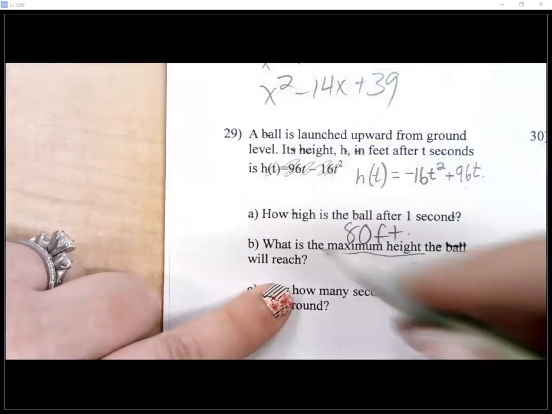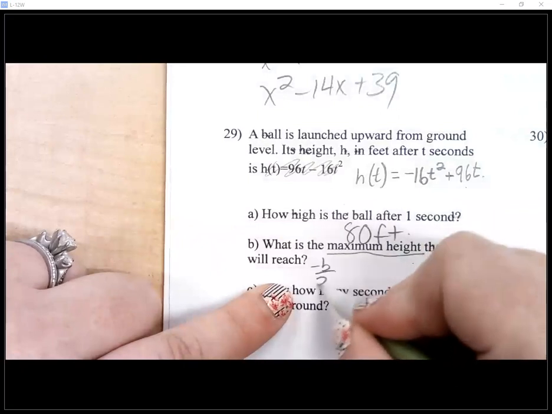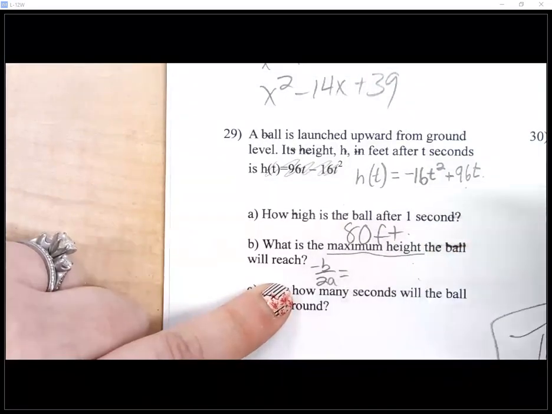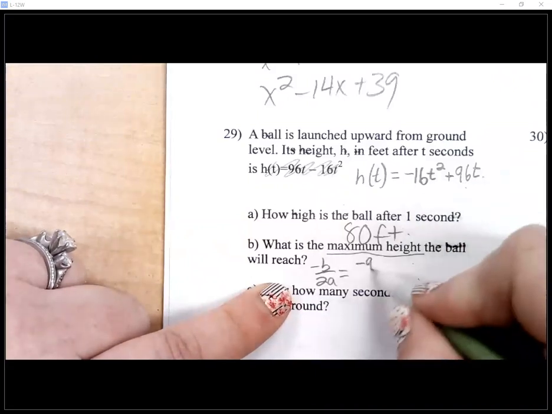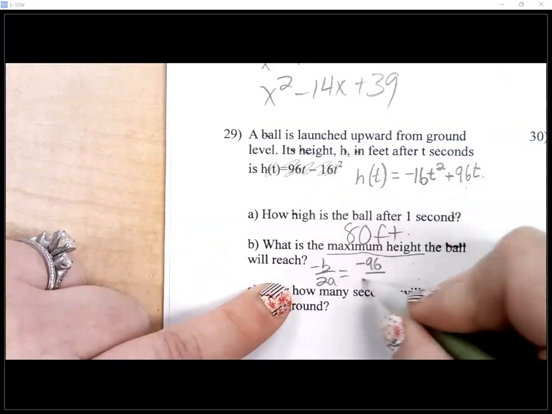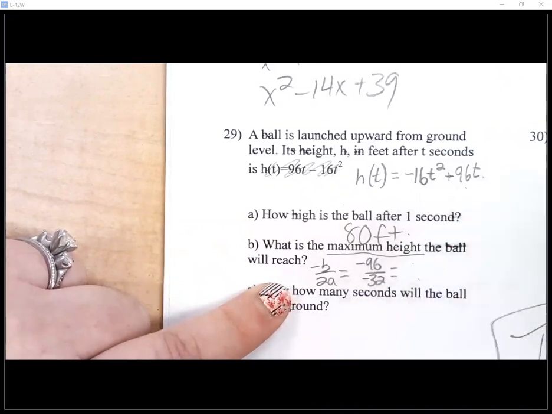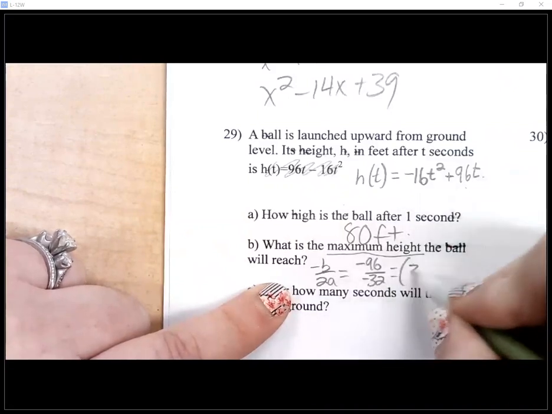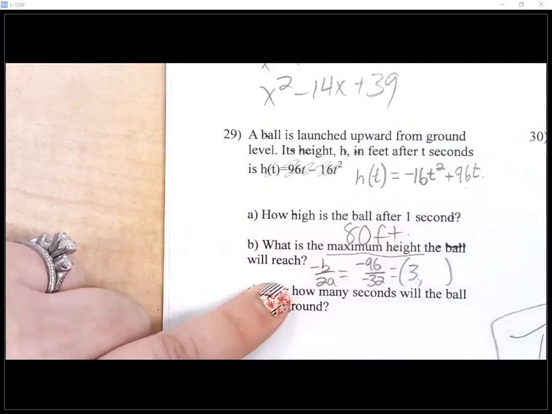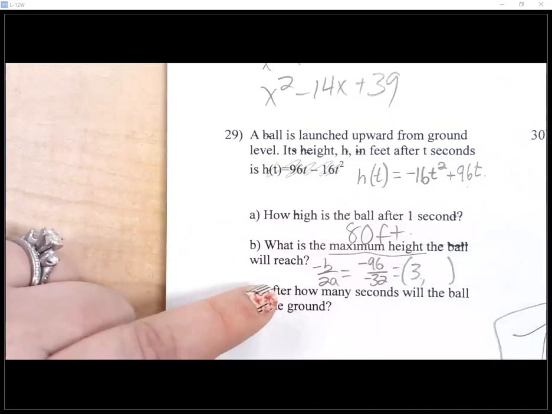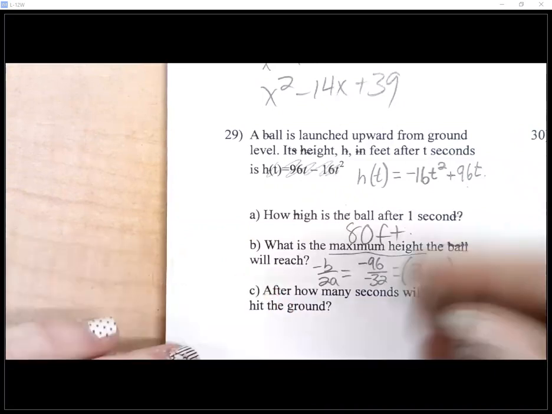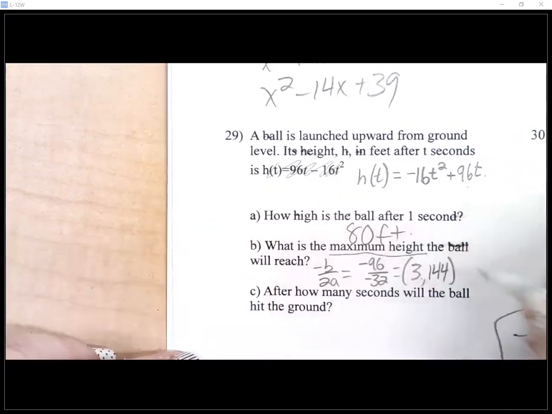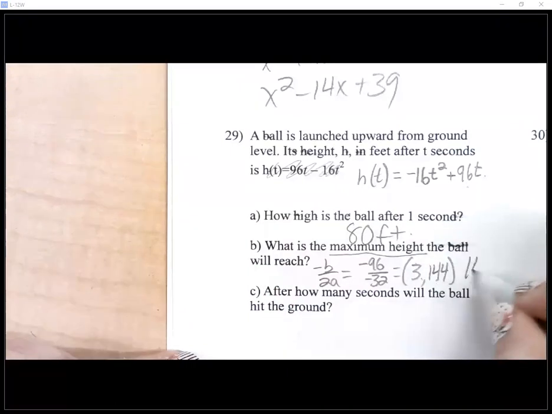So I gotta do negative b over 2a, friends. Anytime you see maximum, that's your clue. Hey, you gotta find the vertex. So negative b is going to be negative 96 over 2a, which is negative 32. That's just a positive 3. But remember, it's 3 comma something. Now take 3, pop it back in the original, and let my calculator tell me what that is. I got 144. So the maximum height of the ball is 144 feet. That's what I'm looking for.